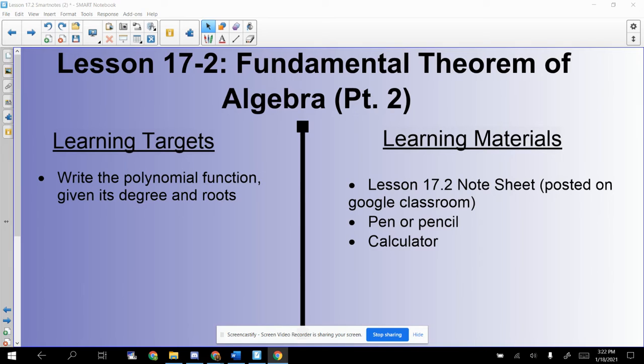So talking about lesson 17.2 and the fundamental theorem of algebra. I do have a note sheet posted for you guys on Google Classroom, and then a pen or a pencil and a calculator is what you will need for today.